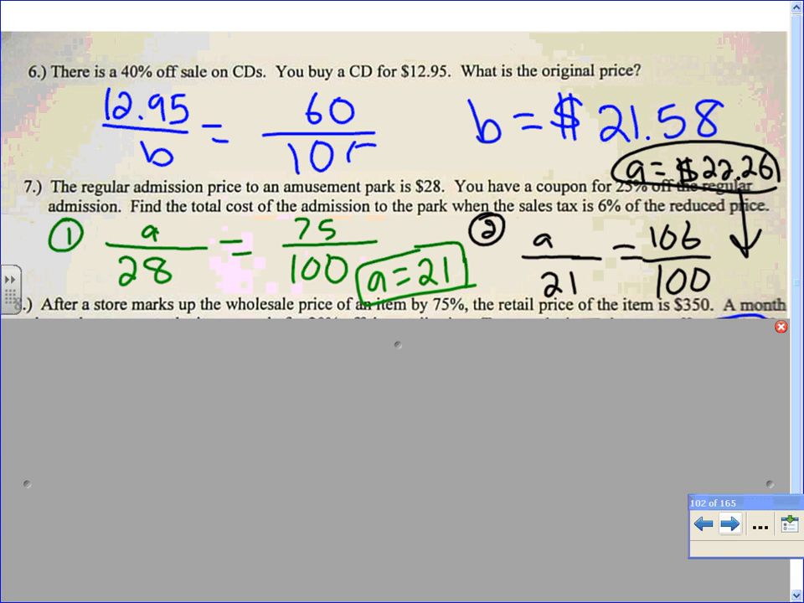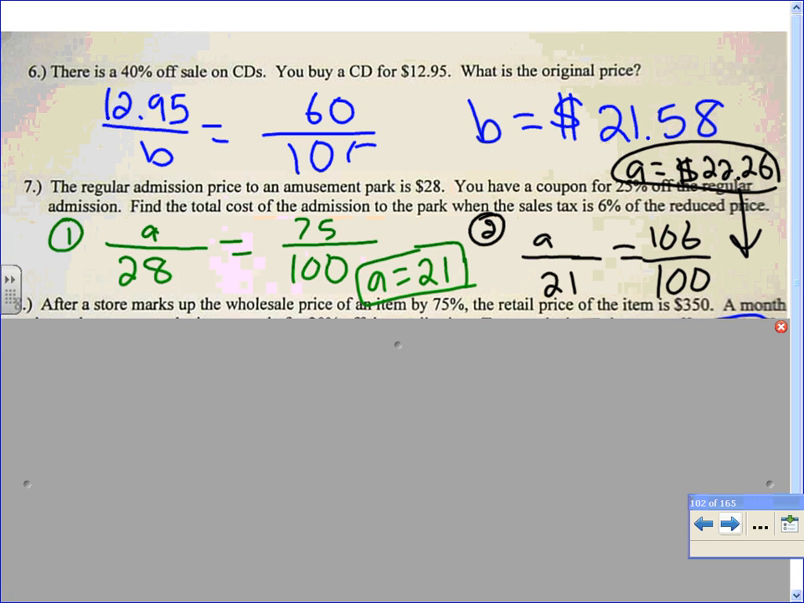Justin? Okay, hold on one second. Mary, are you okay? The answer is right here, $22.26. Okay, so step 1: you're going to an amusement park, and it costs $28. Okay, all right. Everyone else?